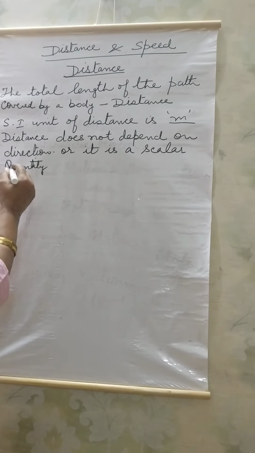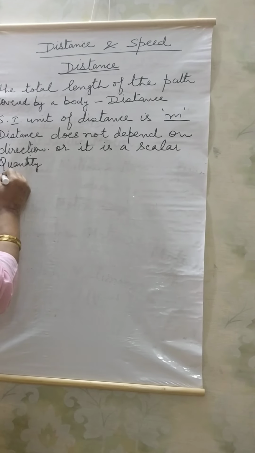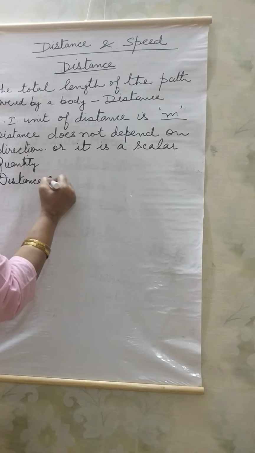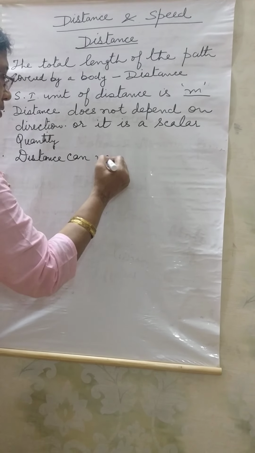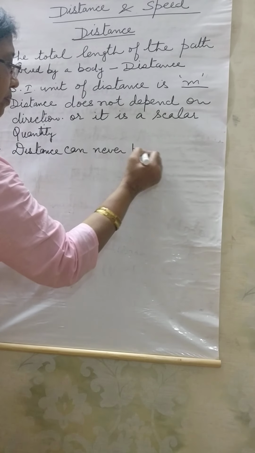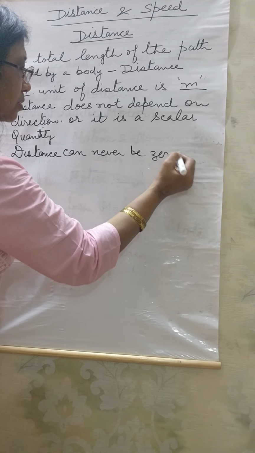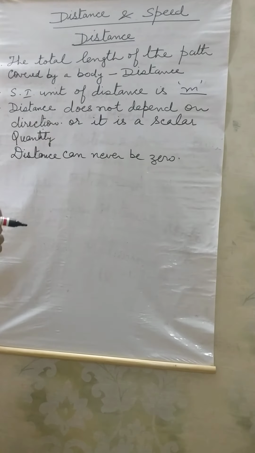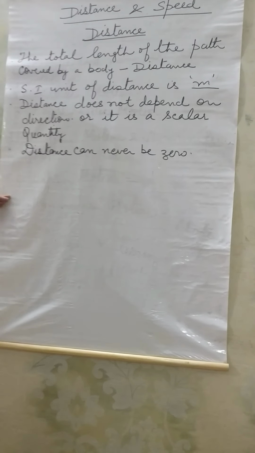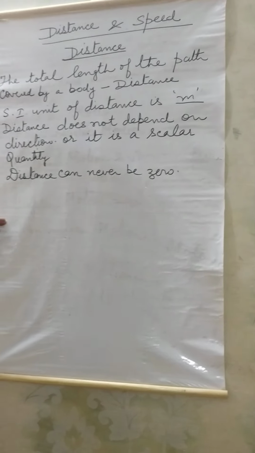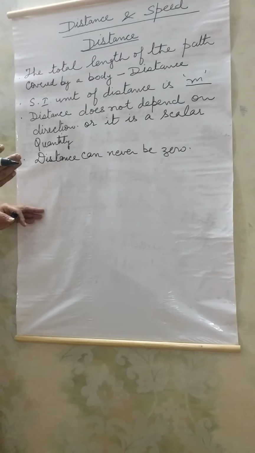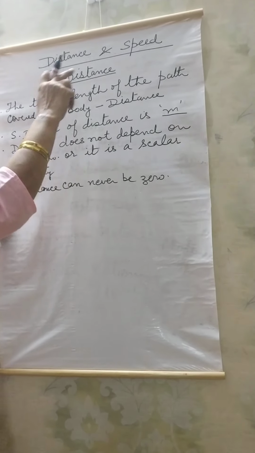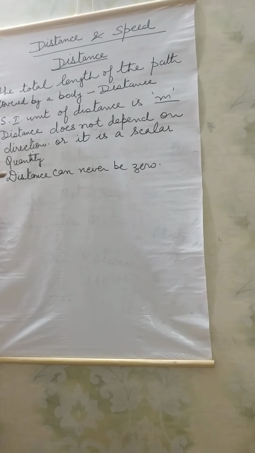Then distance can never be zero. Distance can never be zero. If you are covering some length or the path, that means some distance you have covered. So, distance is the total or the actual length of the path covered by a body.